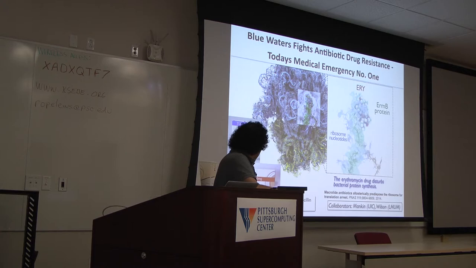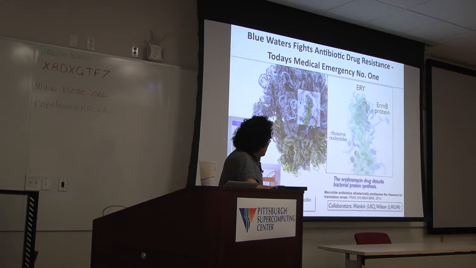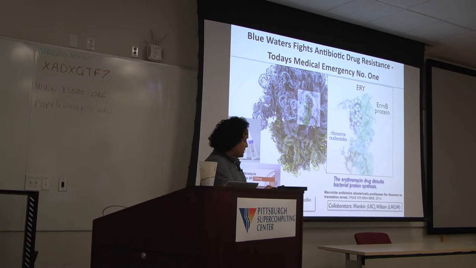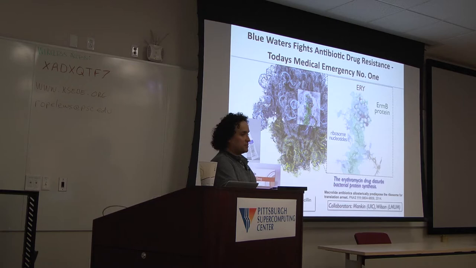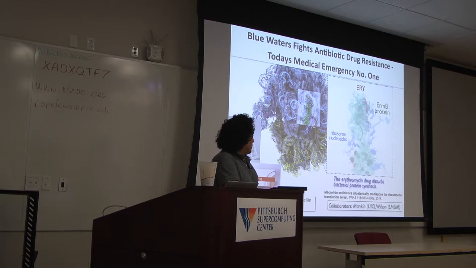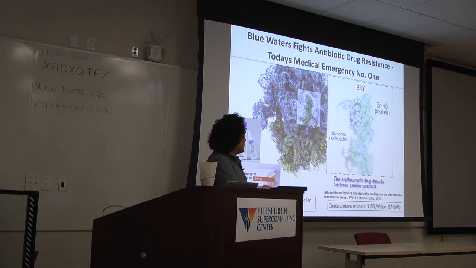I think he might have done some network analysis in this paper, but I could be wrong. I don't really remember. But they published probably like 5 or 6 papers in the past couple of years. So it's a big area of research in the group. In any case, this also shows what you can do with molecular dynamics, what you can do with NAMD: you can study how antibiotics interact with the ribosome.